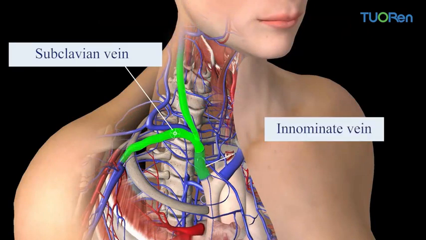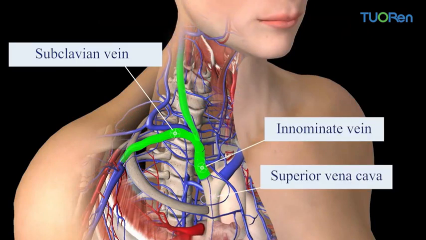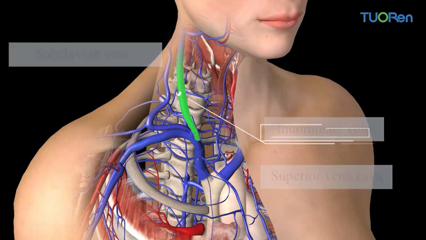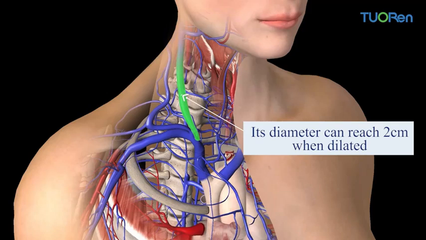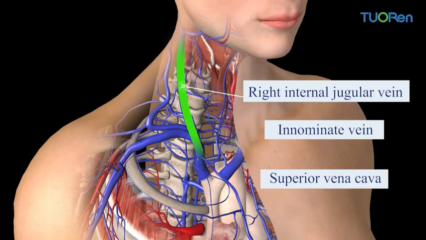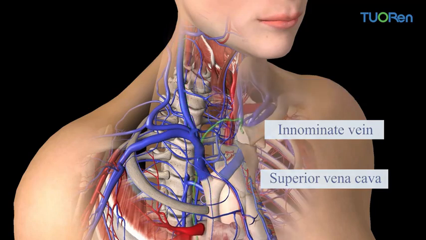Subclavian vein, innominate vein, superior vena cava. Its diameter can reach 2 cm when dilated. Right internal jugular vein, innominate vein, superior vena cava.